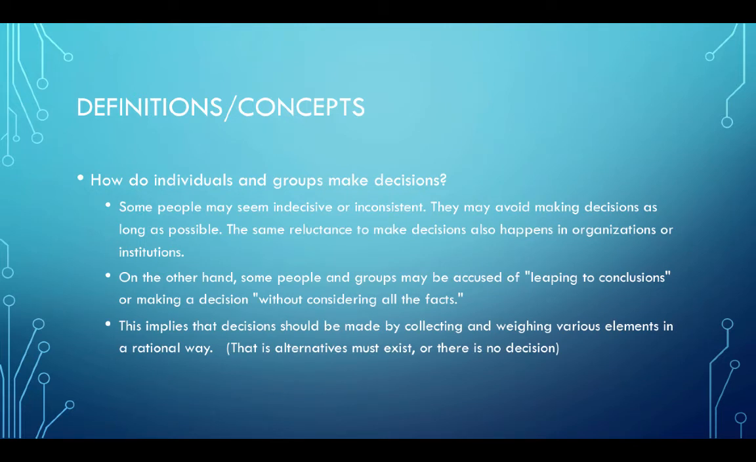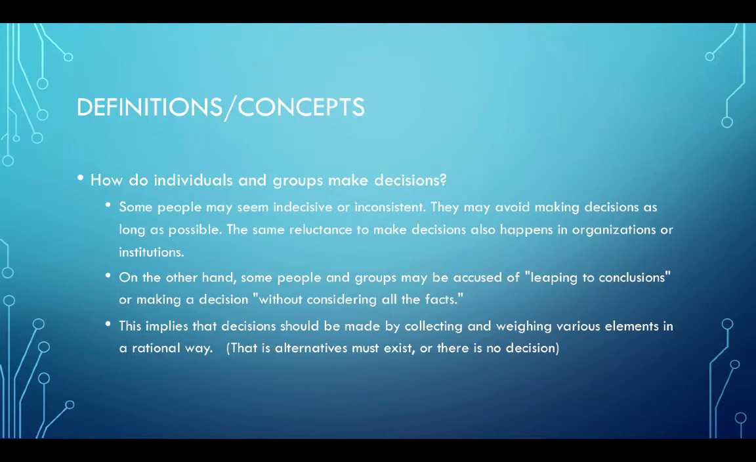So let's look at the act of decision making. Some people can seem indecisive or inconsistent. That would certainly define me in many aspects of my life. They avoid making decisions as long as possible. It's called a procrastinator, and it follows the theory that a problem ignored might go away. Oftentimes that burns you. The same reluctance to make decisions happens in organizations or institutions all the time. We have examples of that here at Texas Tech. You probably have examples of that from your work lives.